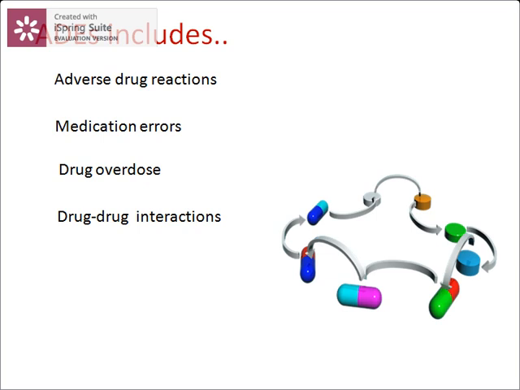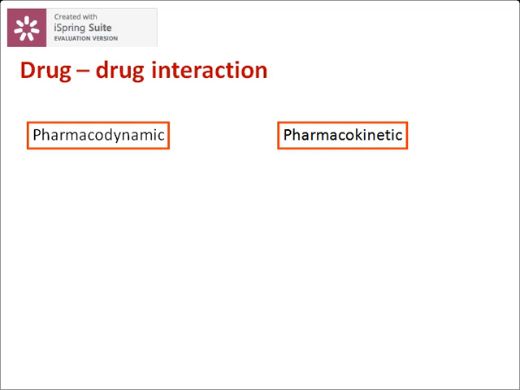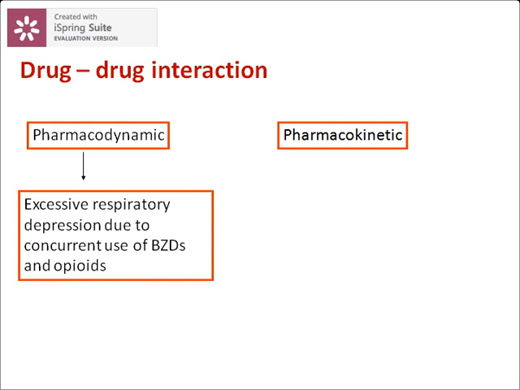And the fourth type of adverse drug event is drug-drug interactions. Drug-drug interactions can occur at the level of pharmacodynamics or at the level of pharmacokinetics. If both drugs are acting through similar mechanisms, there is a possibility of pharmacodynamic type of interactions. For example, excessive respiratory depression due to concurrent use of benzodiazepines and opioids. We know both are CNS depressants. If both are used concurrently during anesthesia, there are high chances the patient may develop respiratory depression. So those patients may require respiratory assistance or ventilatory support. Another example is marked psychomotor impairment due to concurrent use of benzodiazepines and antihistamines.